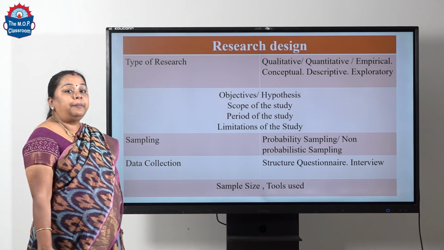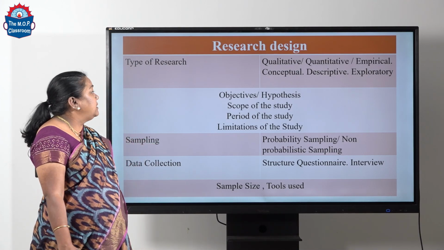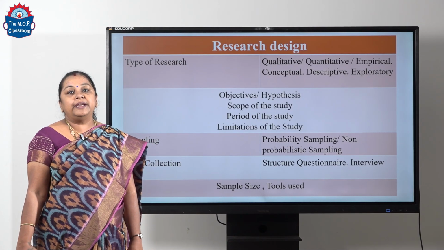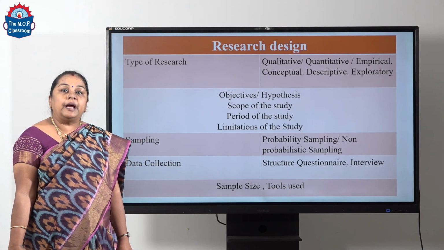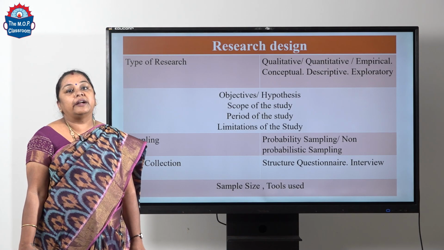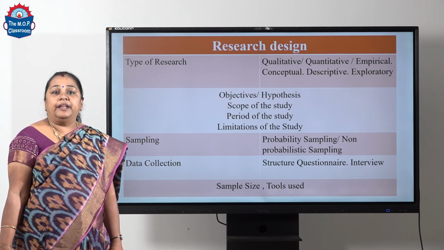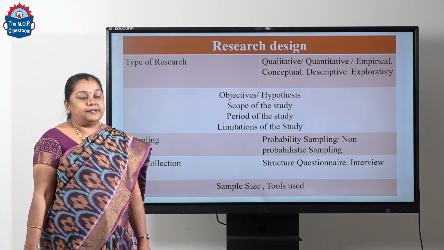The next one is empirical, where you do research based on evidence. A conceptual paper is nothing but a collection of literature review and summarizing the review, that also is a paper. Descriptive is nothing but describing things as they are and finding a causal relationship between variables. Exploratory study is often conducted when you are going to find something new in the field of research.